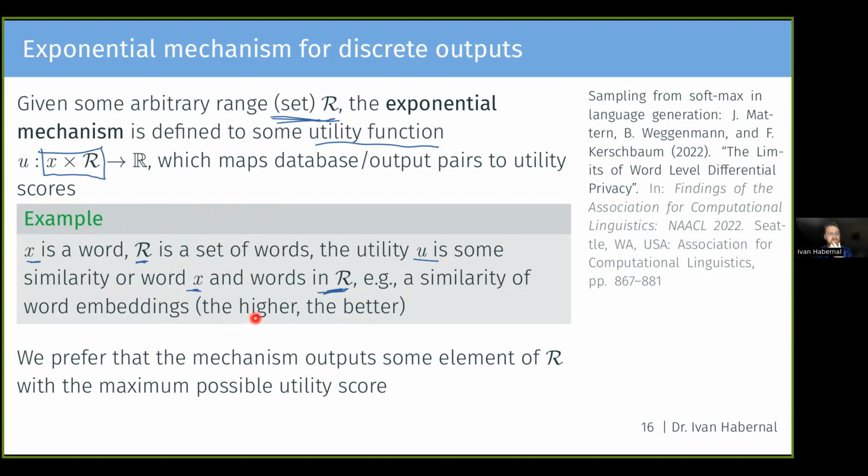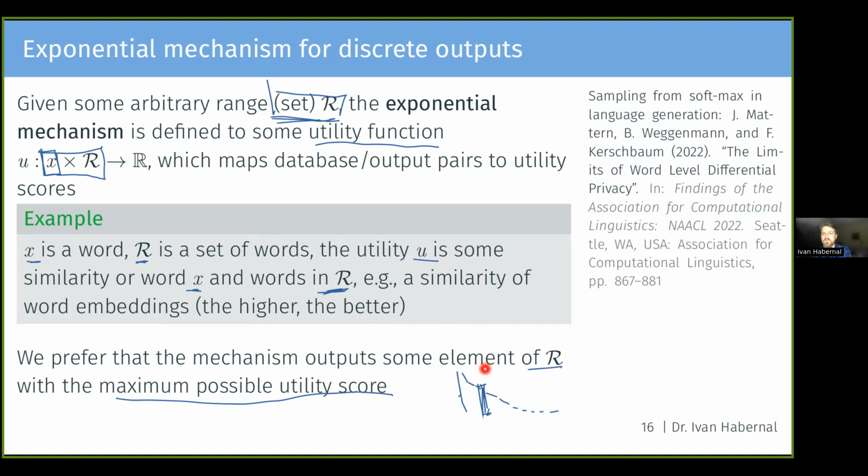And then the mechanism, when we want to privatize the data point X, would draw a random element from this range. And obviously, the distribution we're drawing from will be determined by the utility. So we want the mechanism to output some element from this range with the maximum possible utility score. So basically, we have this distribution maybe over words, which will be some maybe long tail. And obviously, we want the closest word or the most similar words in this case to be drawn, and we would maybe pick this one as an output of the query, basically a replacement of the word.